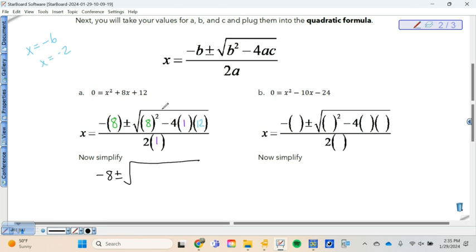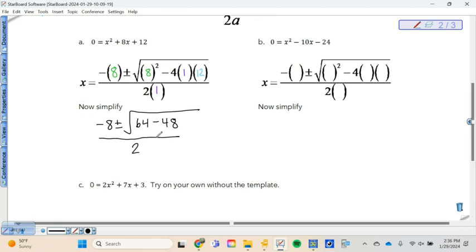What's 8 squared? 64. And then minus 4ac. 4 times a, 4 times 1 is just 4, and 4 times 12 is 48. Okay, and then I'm going to divide everything by 2a, but a is 1, so that's just 2.